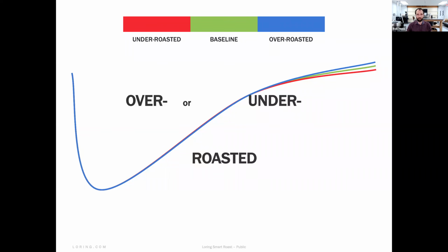Under roasted coffee is going to tend to taste grainy, cereally. It's going to have a little bit of that same vegetal, metallic characteristic because some of those acids that are a little bit unpleasant haven't been cooked off yet. Over roasted is going to tend toward roast character and chocolatey. So that's kind of how I would describe that.